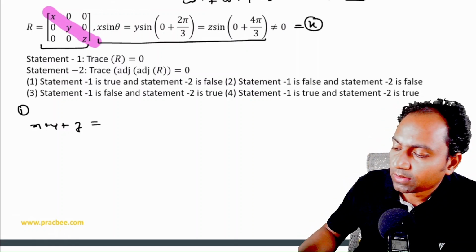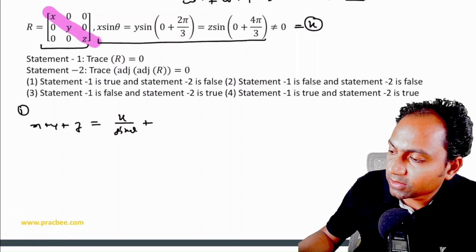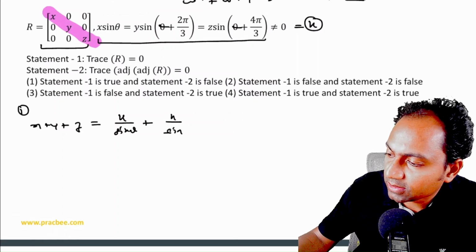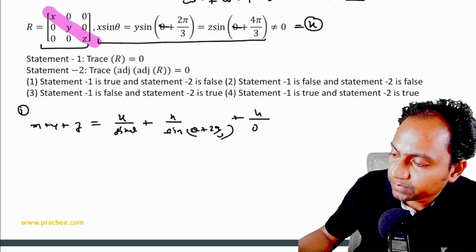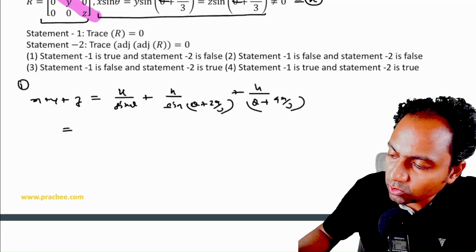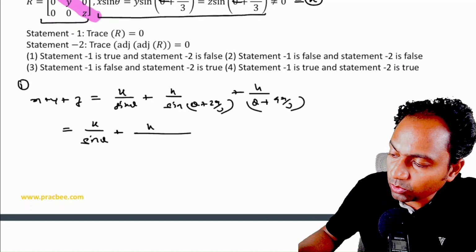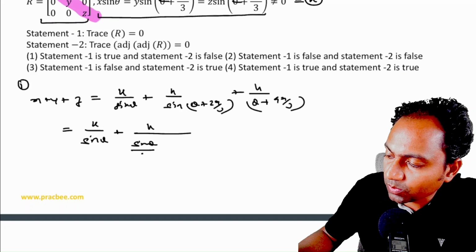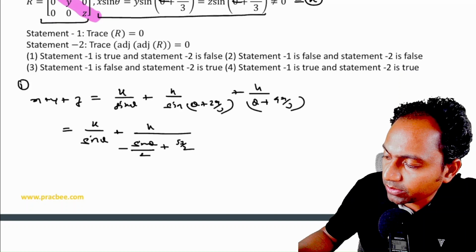Now for checking this statement, if you equate this to some element k, then x will become k by sine theta. The second part will become k by sine theta, this is theta plus 2 pi by 3, and this will become k by sine of theta plus 4 pi by 3. These are the values that we are getting. If I simplify this, this comes out to be k by sine theta, plus k by sine theta into cos 2 pi by 3, that is minus 1 by 2, plus sine 2 pi by 3, that is root 3 by 2, into cos theta.